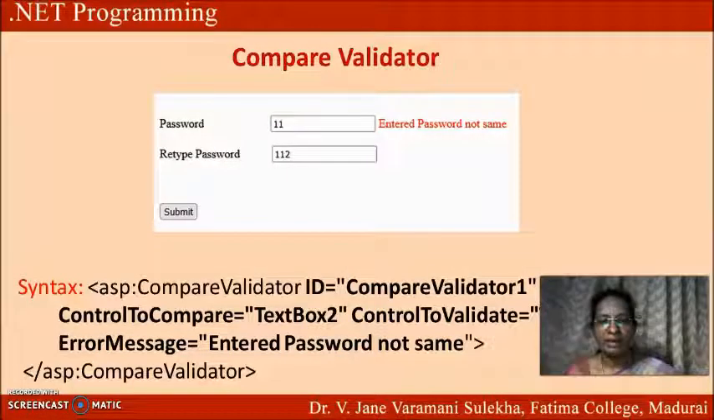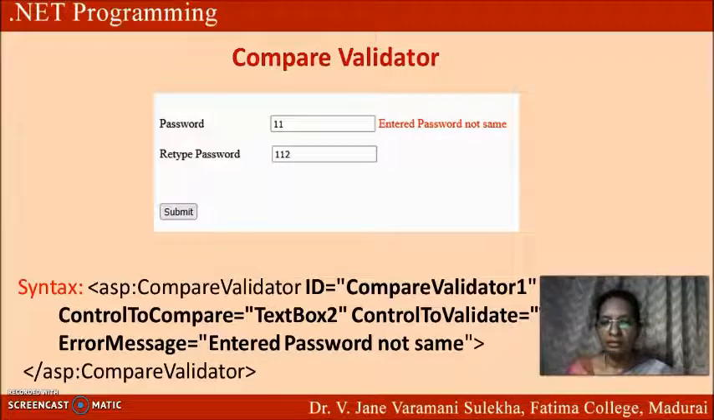In this compare validator, we should give 4 mandatory parameters. First one is ID, second one is control to compare, third one is control to validate, and the fourth one is error message, that is user defined messages.